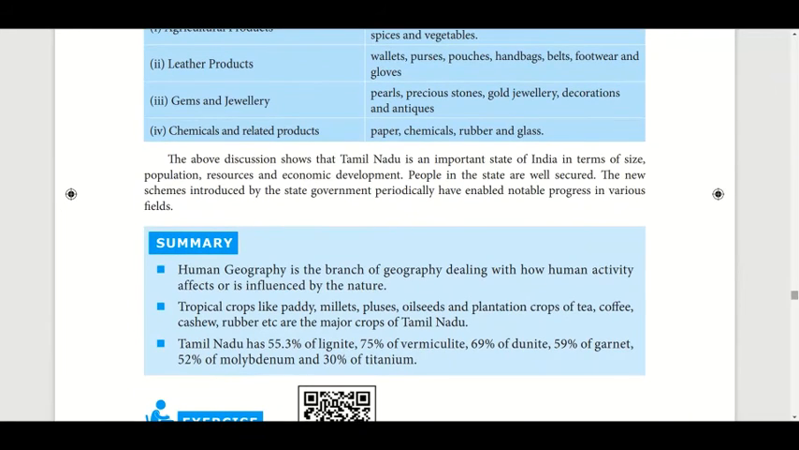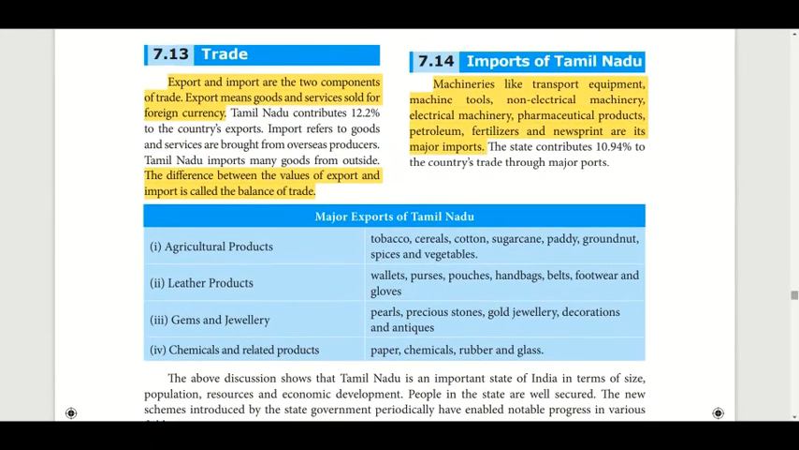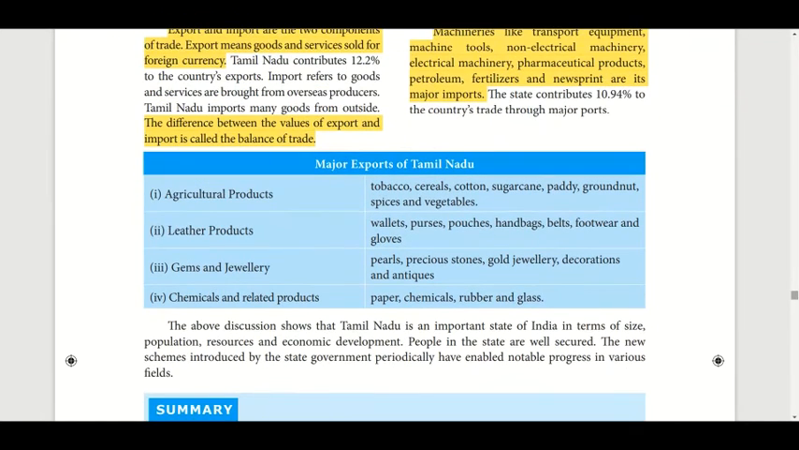Then from the above discussions, we have discussed Tamil Nadu. It is an important state in terms of conditions, size and resources, and it is a main source for our country's economic development. So this is the ending part of this lesson, human geography. You can go through and read the lesson. If you have any doubts, you can clarify them, and read and mark the important points also.